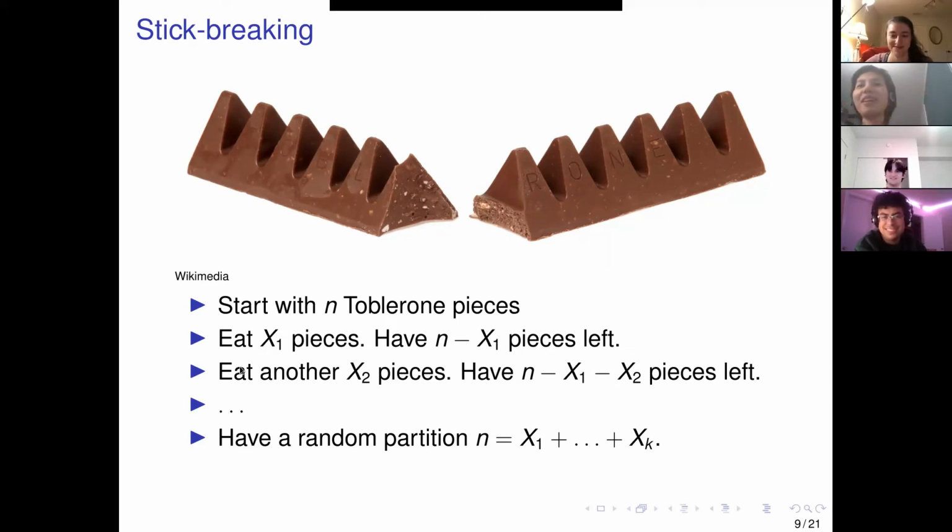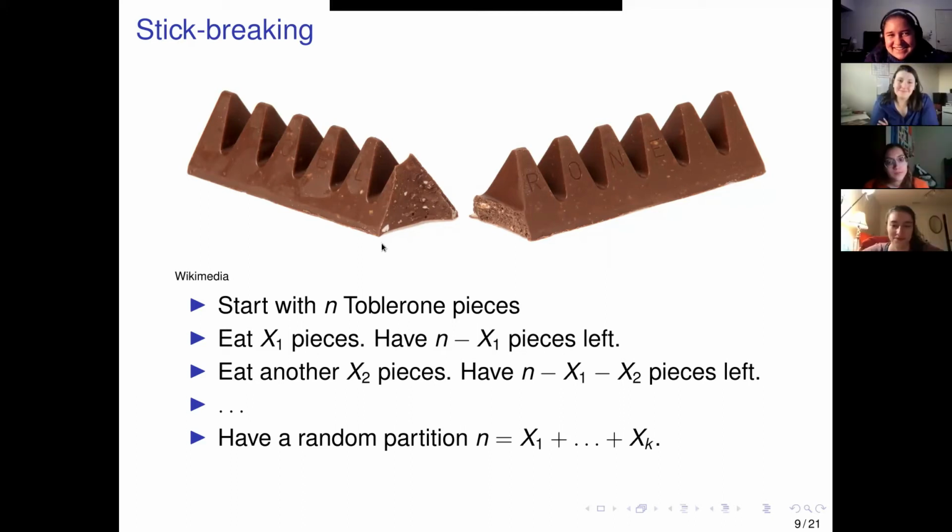Okay. Anyway, so what do you do? You take this. So this is a famous Swiss chocolate. It always comes in this triangle shape, and it's sort of pre-divided for you. So just imagine you have n pieces of this triangle. Now you want to create a random partition, well, just randomly break it.